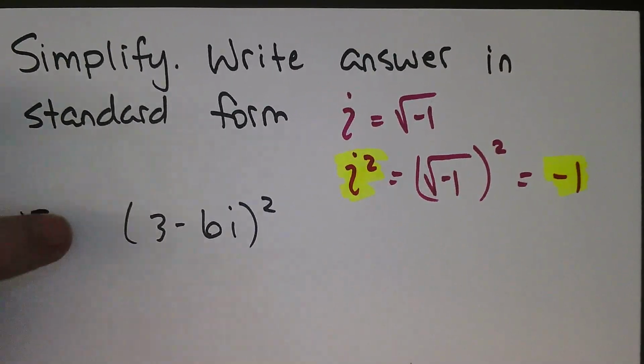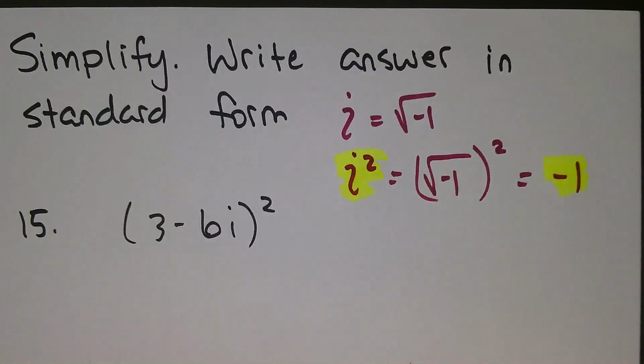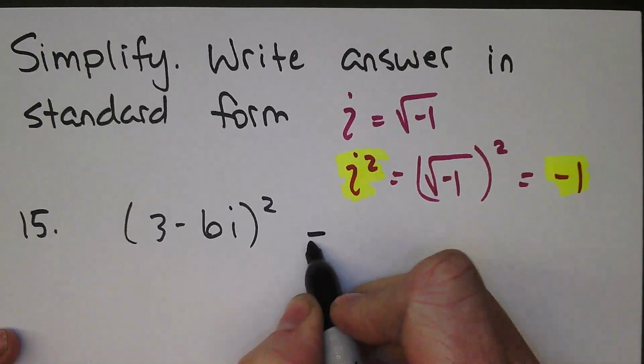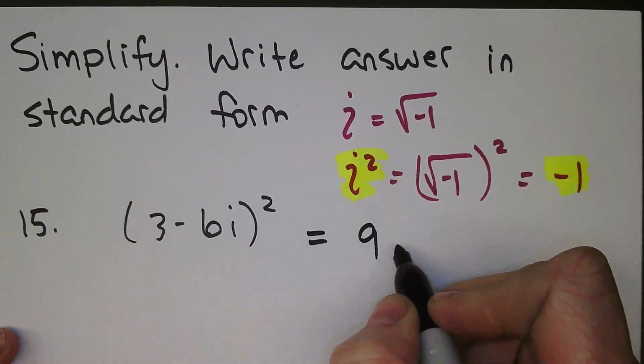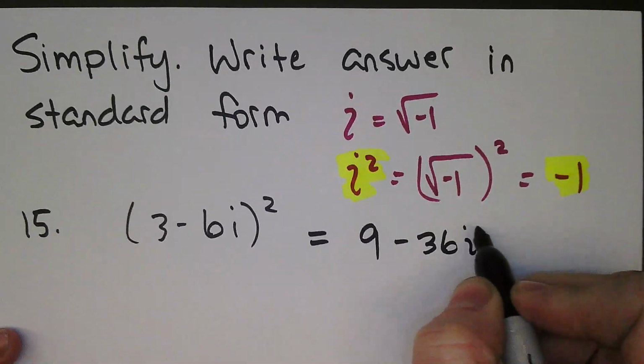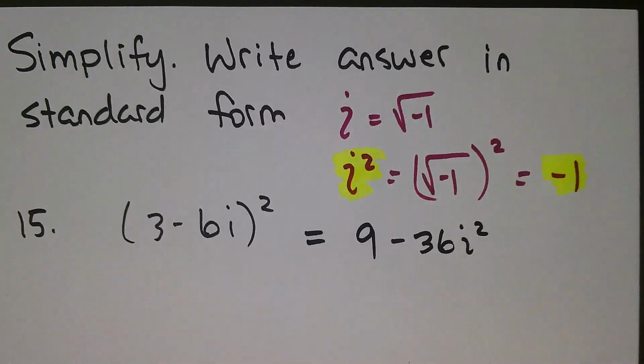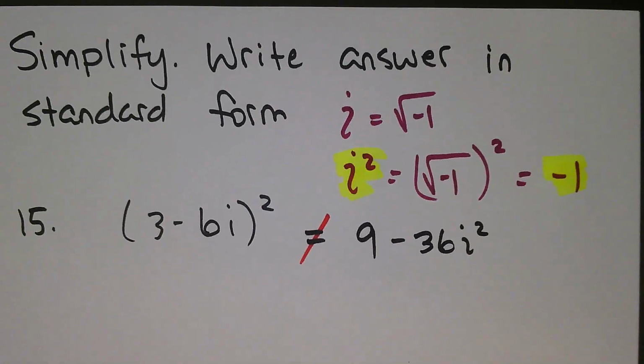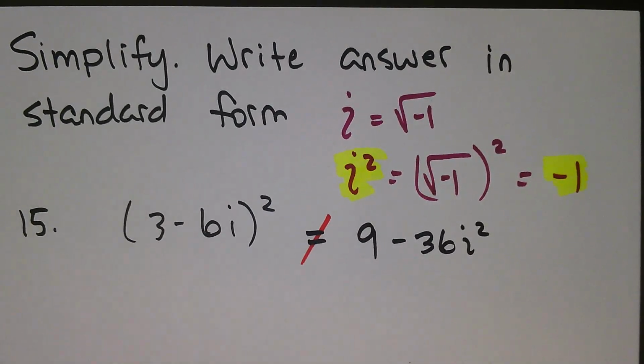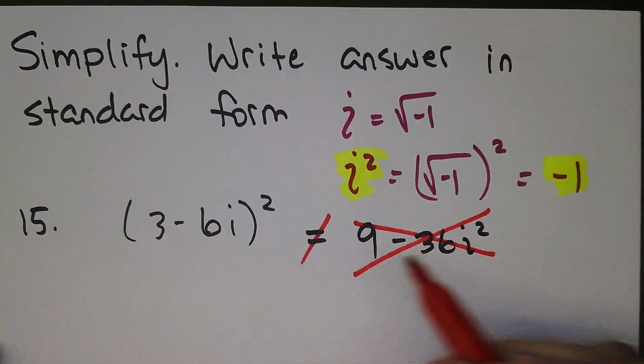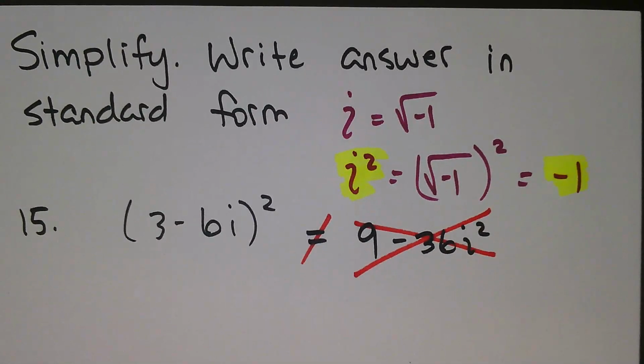Okay, a couple things to point out here. The most common mistake I see people making on a problem like this is people want to distribute the square. They are going to immediately go 9, because 3 times 3 is 9, and then they'll do -36i squared. That is partly right, but that is not completely right. We do not actually want to get that full answer. So let me go ahead and kind of X this out. That's not what we want to do. Do not distribute the square.